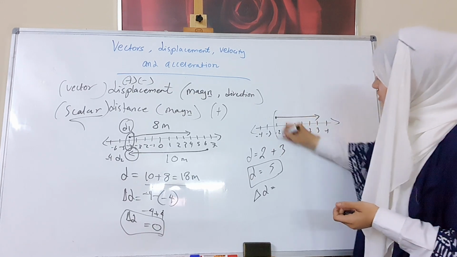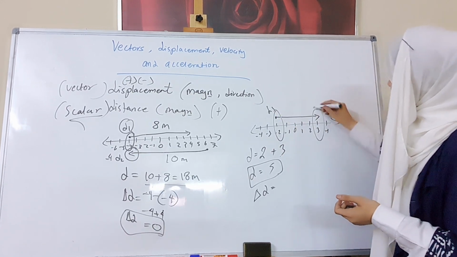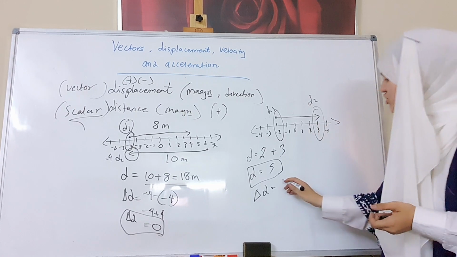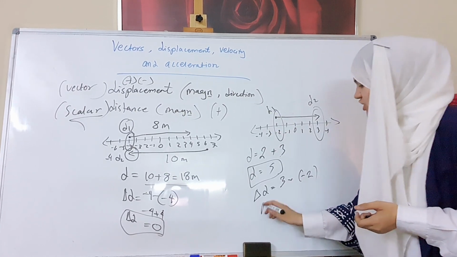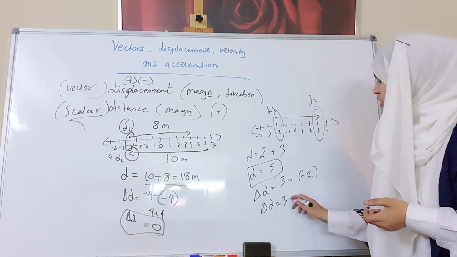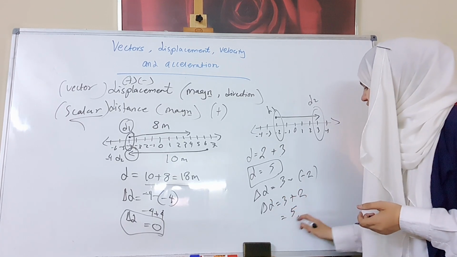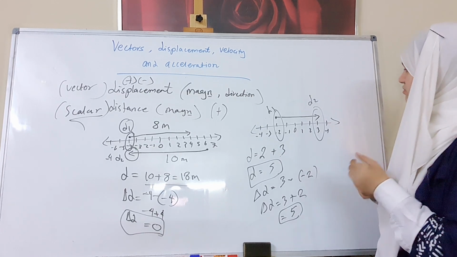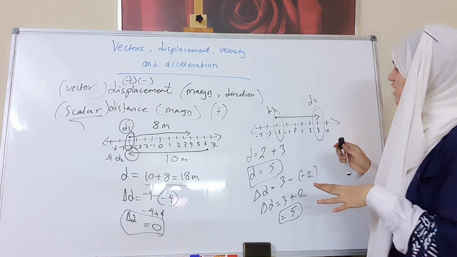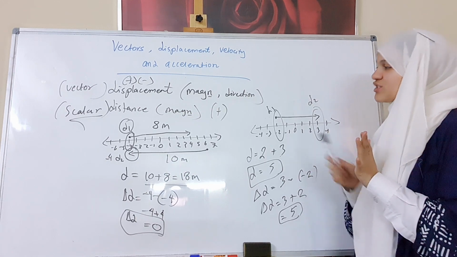Here we have d1, and here we have d2. So starting from d2, which is 3, minus d1, minus also negative 2. That means the change of displacement is equal to 3 plus 2, which is equal to 5. So this is the change of displacement. Alright, so that was about distance and displacement.